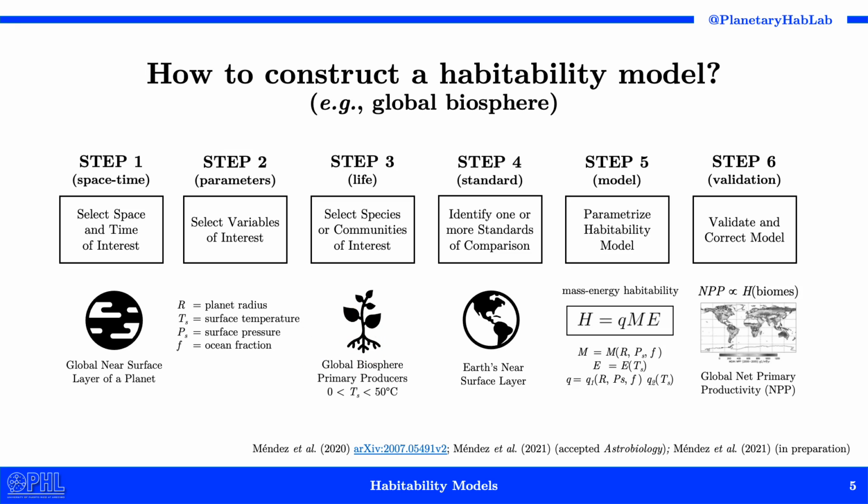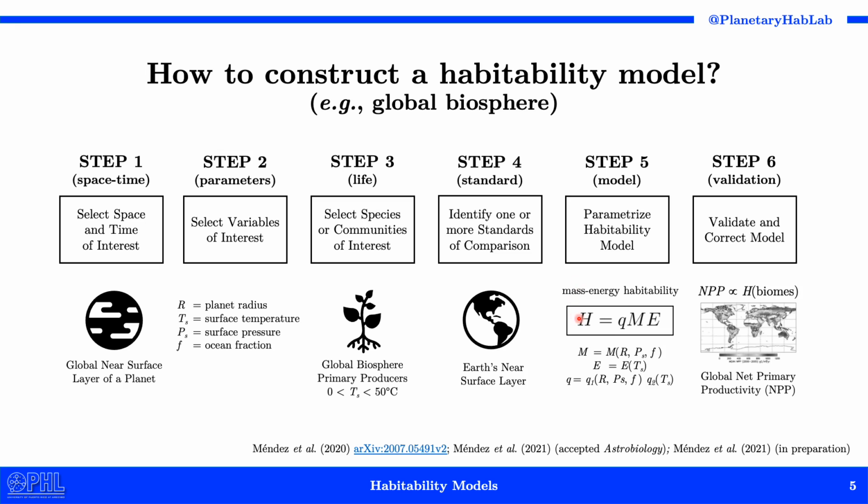We then select primary producers on land as our life of interest, since they are the base for other life forms. And at this point, we look for any known ecophysiology response curve of our life with any of the variables of interest. We know about the impact of temperature on them. In step 4, we pick a standard of comparison, Earth's surface in this case. It means that we are calculating habitability relative to Earth's primary producers.